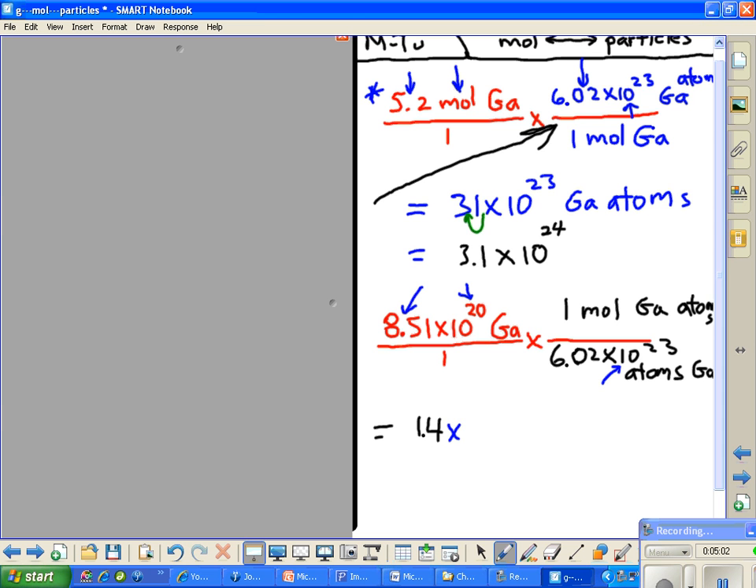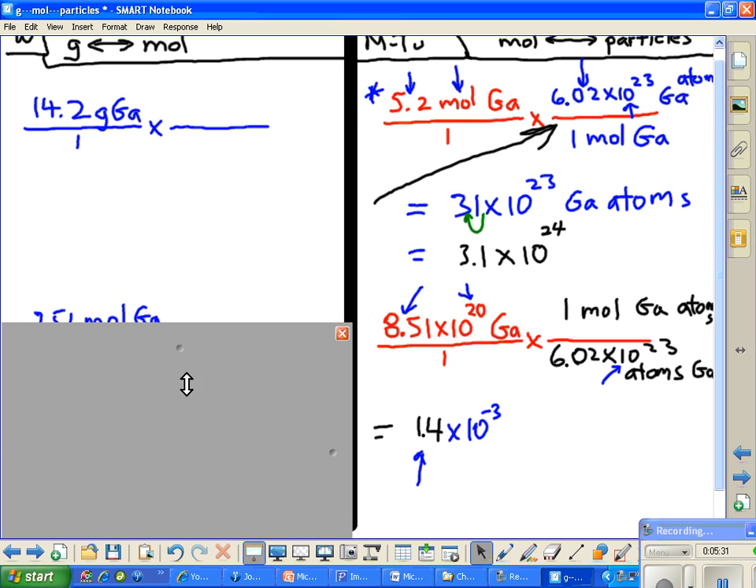And to do that, we have to subtract exponents. And this comes out to 10 to the minus 3. And because this number already has the decimal in the proper place for scientific notation, we don't have to change anything. And so there we've done our first calculation, and those are the first two calculations, which were moles into particles or particles into moles.